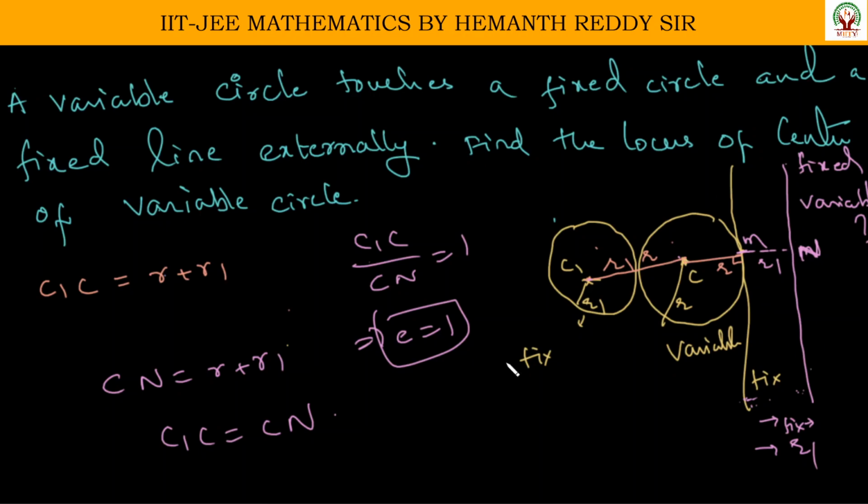You observe, get the logic. The distance of C from a fixed point and the distance of C from a fixed line, both are absolutely the same, which is R plus R1. So it means that the eccentricity is 1. So the locus of C is a parabola. The locus of C is a parabola. I'm not solving anything, just using logic. I'm not at all solving. I'm not at all calculating anything. Just using logic, and I'm using the definition of eccentricity.